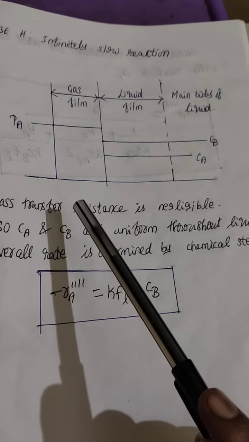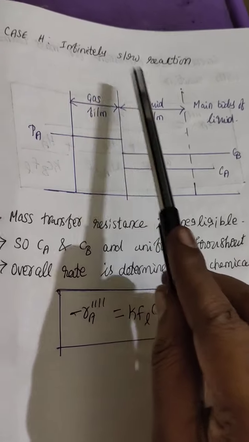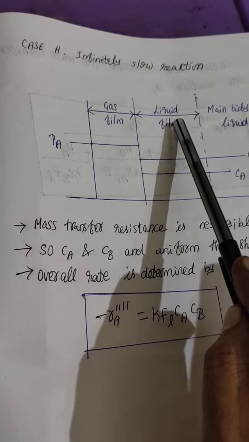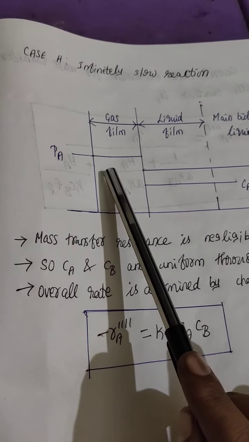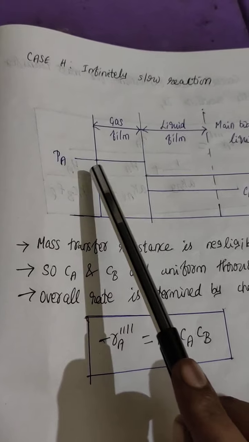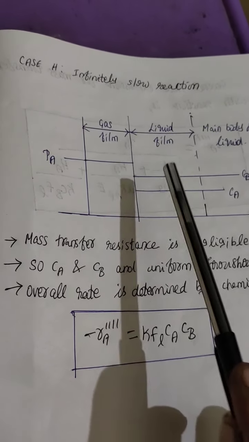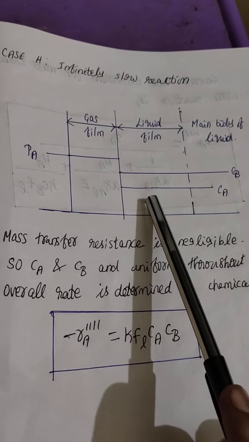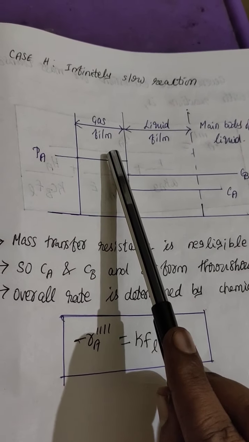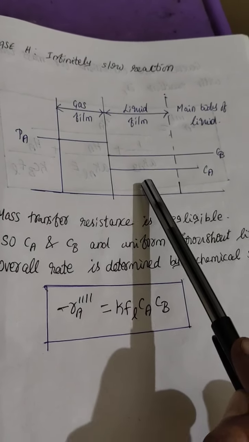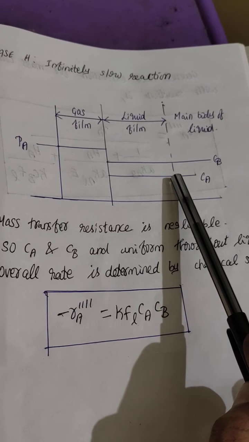And the last case is case H, infinitely slow reaction. So in infinitely slow reaction, mass transfer resistance is completely negligible. In all the other profile diagrams which we have seen above, we can see that concentration and pressure reduce for A and B, but here you can see that it is a straight line. The profile diagram is a straight line for both A as well as B. The reason is mass transfer resistance is negligible both in the gas film as well as in the liquid film. So the Ca and Cb are uniform throughout the liquid.